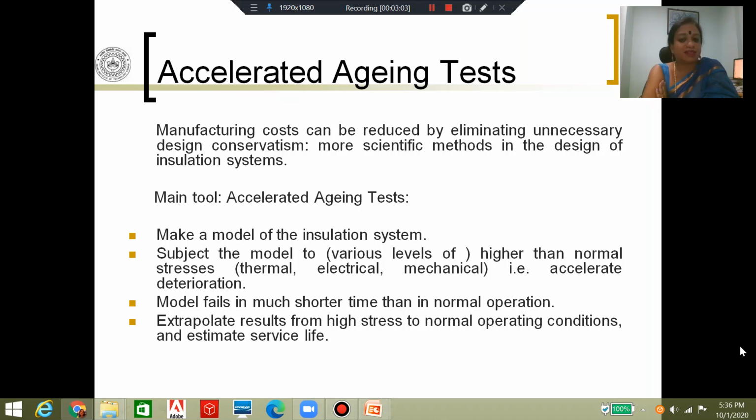The model fails in much shorter time than it would under normal operating conditions. From these results, you extrapolate from high stress to normal operating conditions and try to estimate the real service life of the equipment. So this is the principle behind accelerated aging tests.